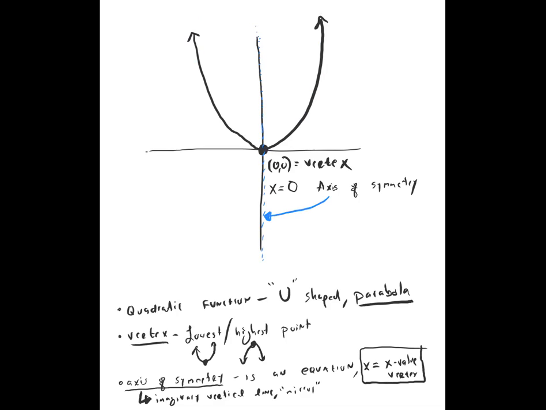Any questions so far? No. Okay. So what we're going to be doing here is looking at some graphs and finding the vertex, axis of symmetry, maximum or minimum value, and graphing them. So before we talk about that, how do we find the vertex?